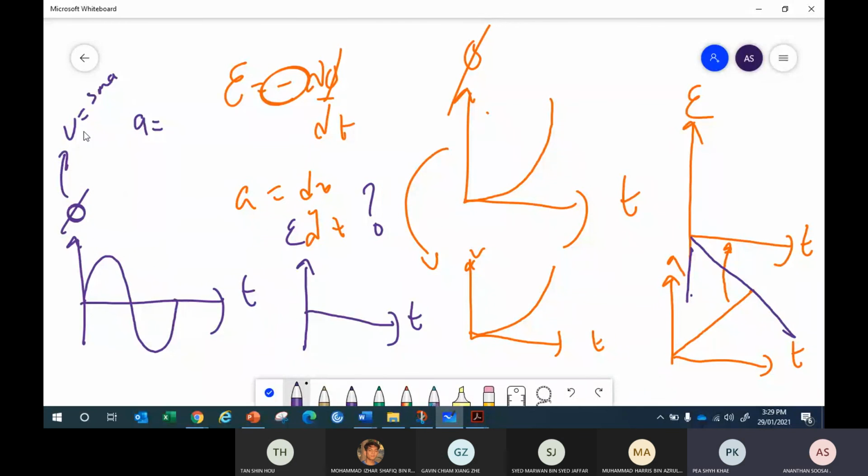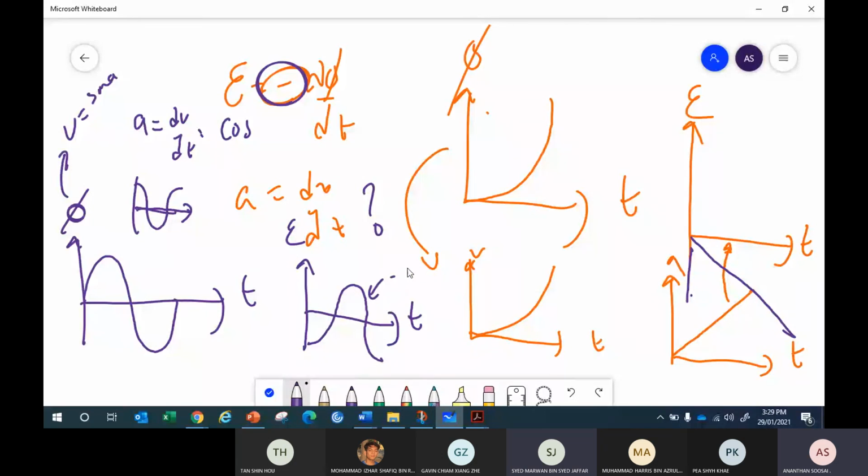Cos graph. So you differentiate. Acceleration is dv/dt, differentiate v. Differentiate sine and you get cos. So the acceleration graph is a cos graph. EMF is negative, so you need to flip this cos graph in the x-axis, and it becomes negative cos. So flux changing to EMF is like velocity changing to acceleration, but after you get the acceleration graph, you have to reflect it in the x-axis to get the EMF.